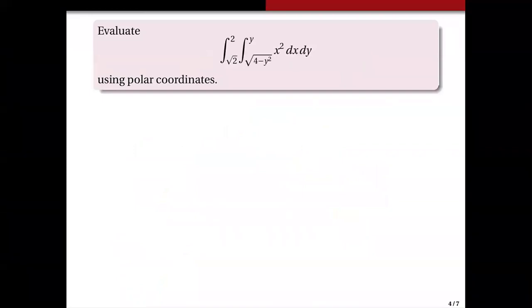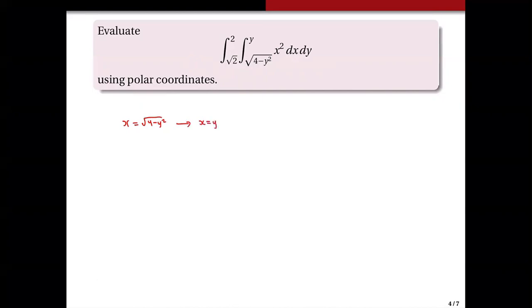For our next problem, again, we evaluate this integral using polar coordinates. So let us look at the region. So in here, for this part here, we will have x equals square root of 4 minus y squared until x equals y.